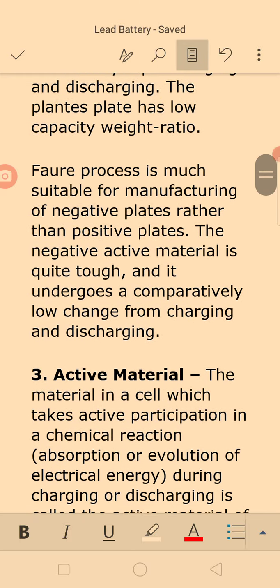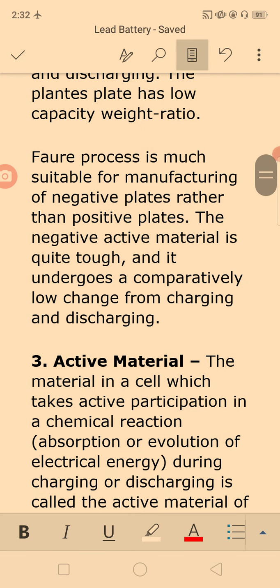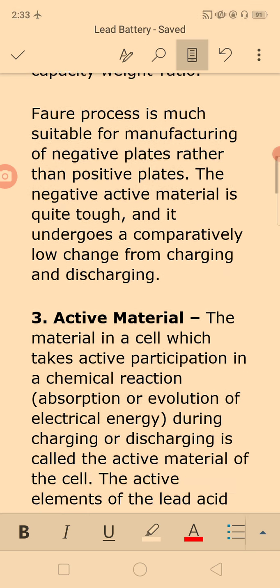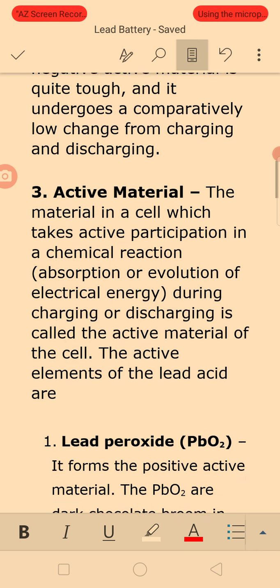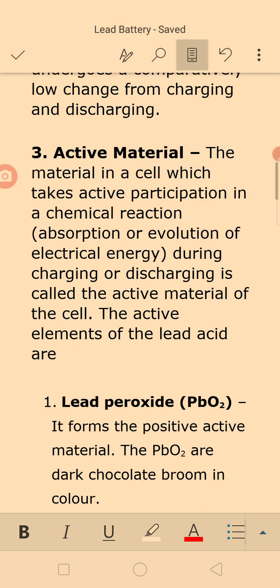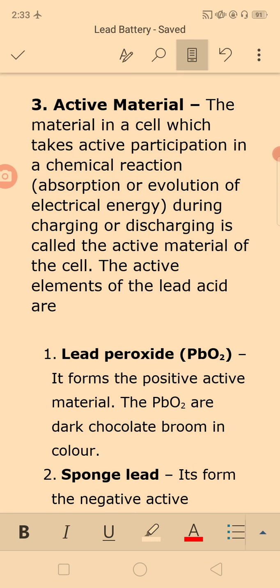Dear student, let us know the active material. Active materials means the materials which take part in the chemical reaction and change the chemical energy into electrical energy, and during charging and discharging various reactions take place. The first active material is lead peroxide, PbO2. It forms the positive active material. Lead peroxide is dark chocolate brown in color.